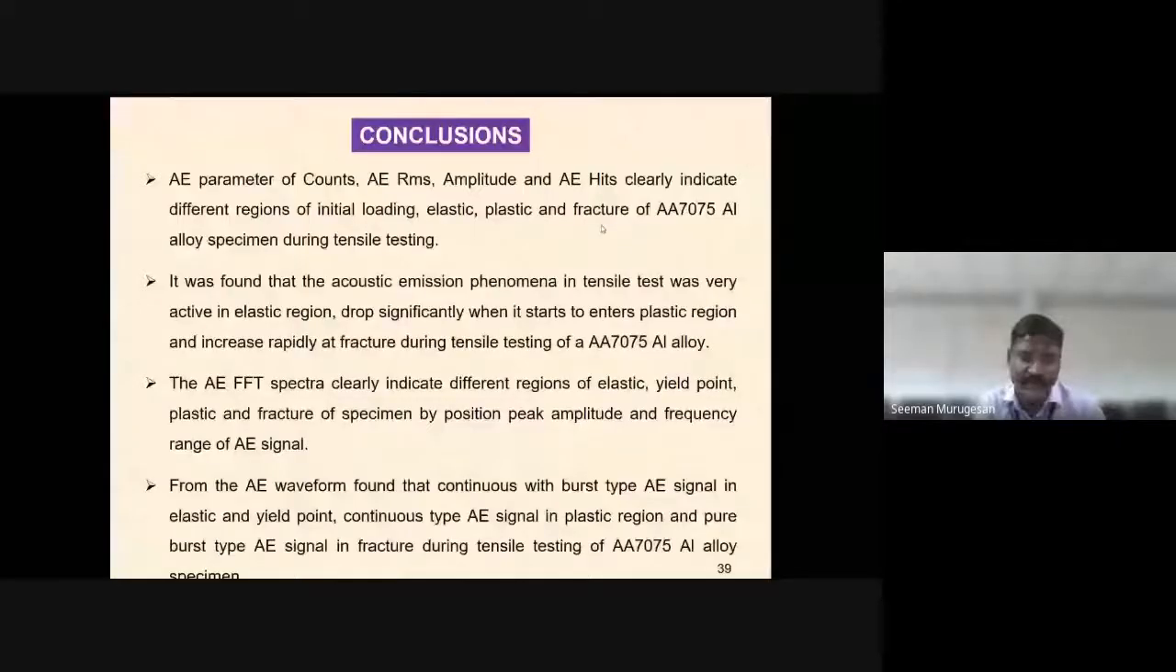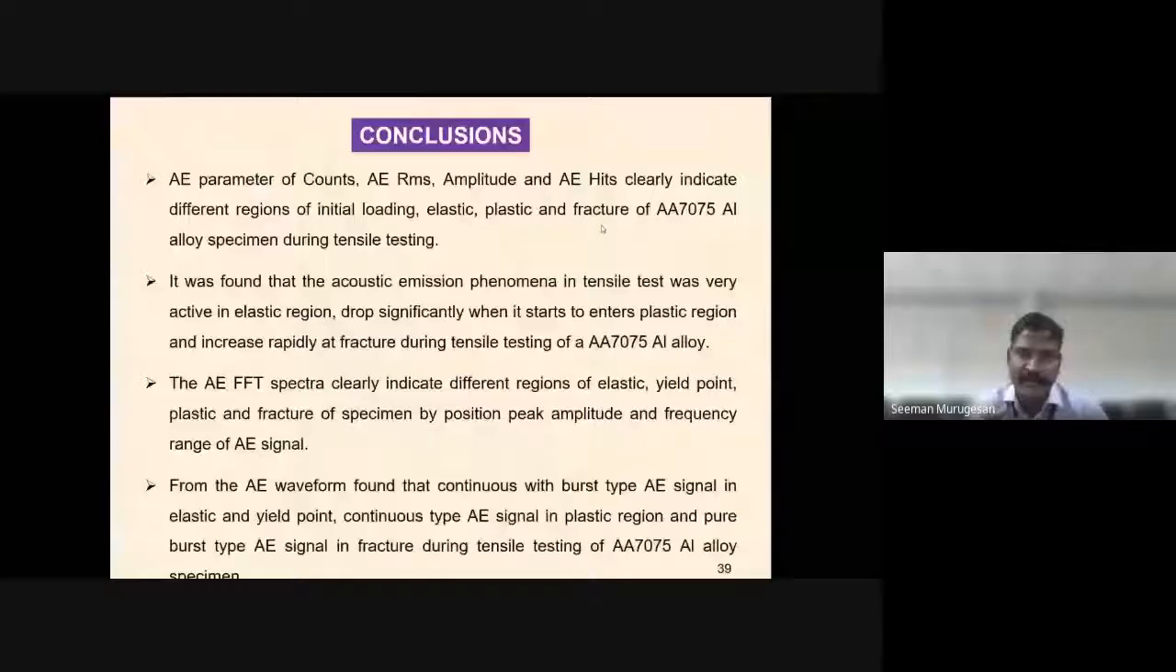Finally, the conclusion for this particular tensile test monitoring. What I discussed is given in the conclusion. AE parameters count, RMS, amplitude, and hits clearly indicate the different regions of initial loading, elastic, plastic, and fracture of the AA7075 aluminum alloy specimen during the tensile testing.